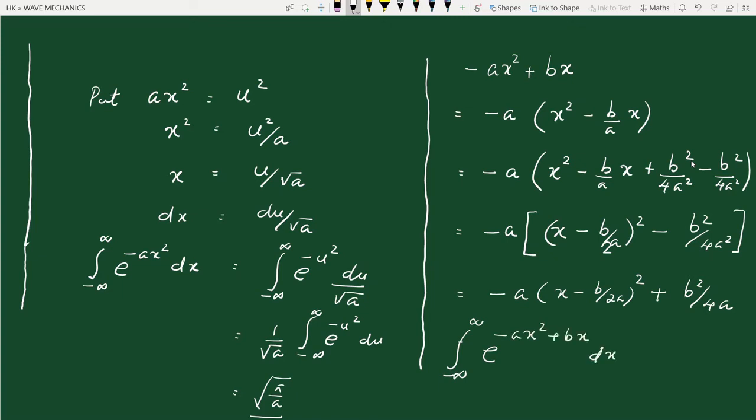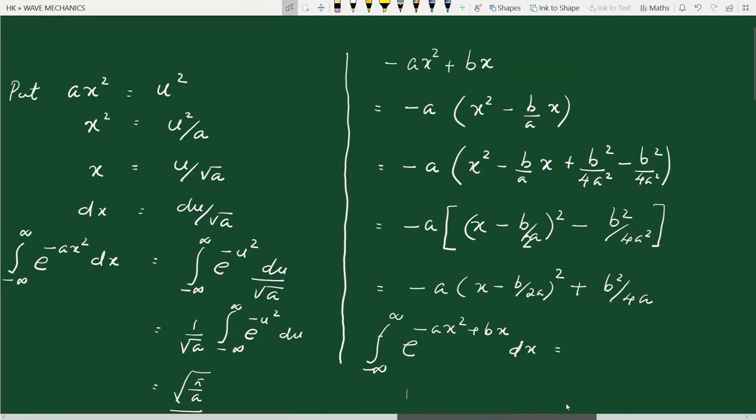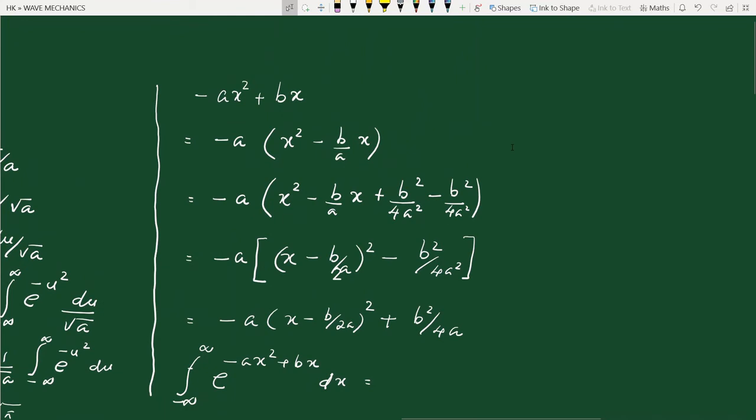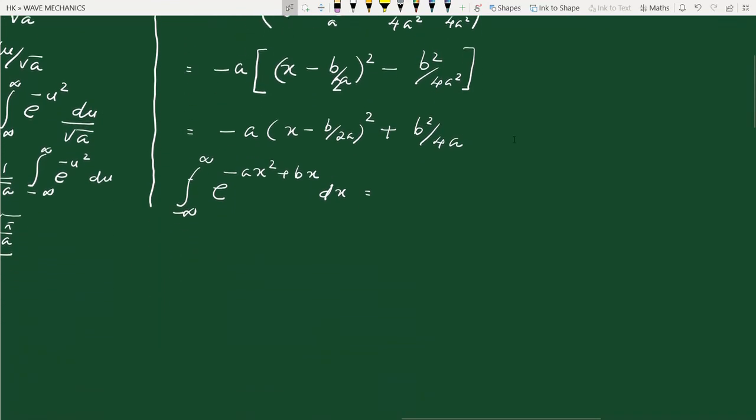Okay, this integral you can write as... now we have established the power, one part as a perfect square and an extra part, right? So this I can write as the integral of e raised to minus a into (x minus b by 2a) whole square plus b square by 4a dx.